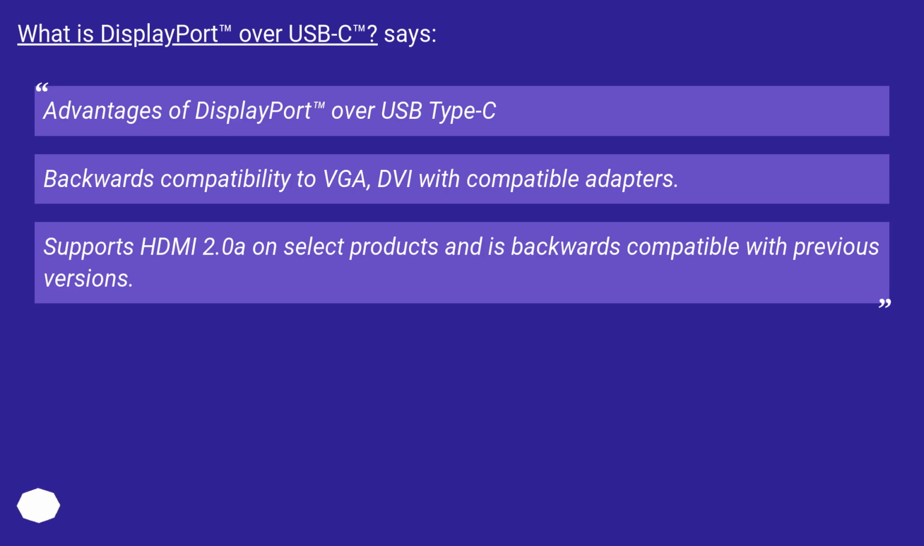What is DisplayPort over USB-C? It says: advantages of DisplayPort over USB Type-C. Backwards compatibility to VGA, with compatible adapters. Supports HDMI 2.0a on select products and is backwards compatible with previous versions.